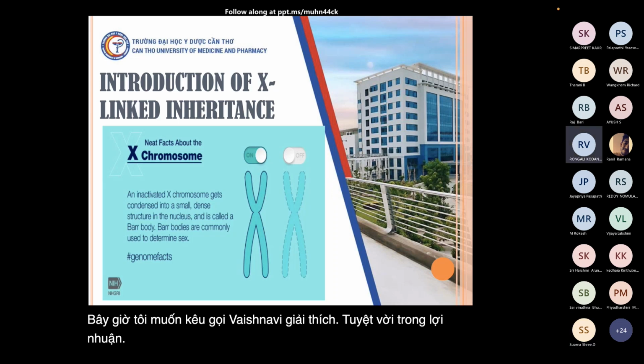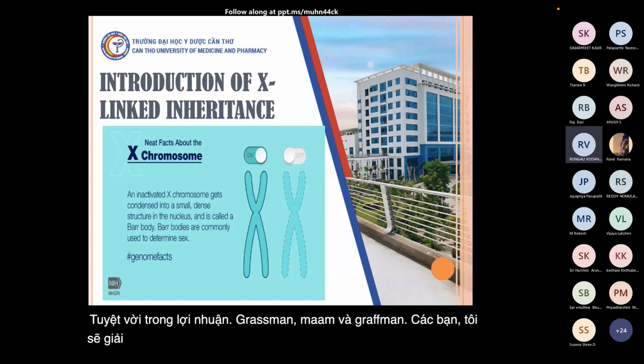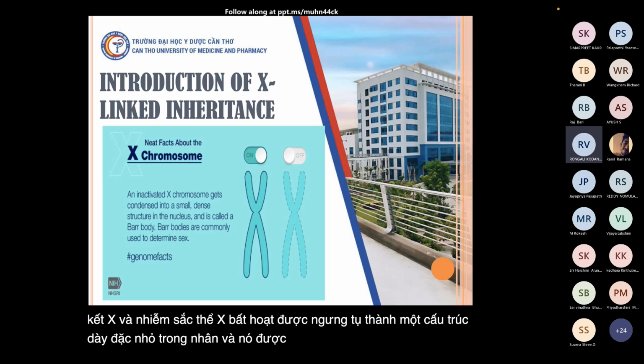Good afternoon, ma'am, and good afternoon, guys. I'm going to explain about X-linked dominant and X-linked recessive disorders. X-linked inheritance, X chromosome. An inactivated X chromosome gets condensed into a small, dense structure in the nucleus, and it is called a Barr body. Barr bodies are commonly used to determine sex.